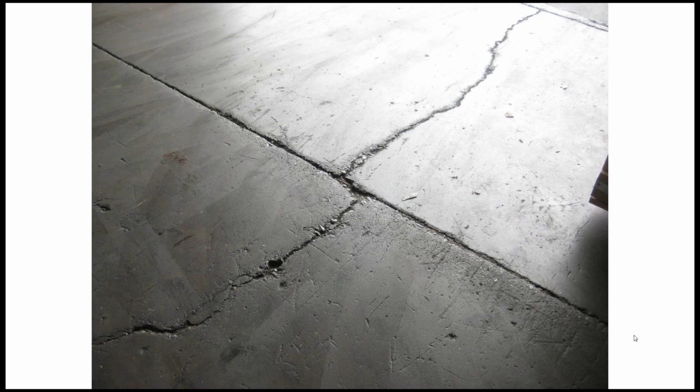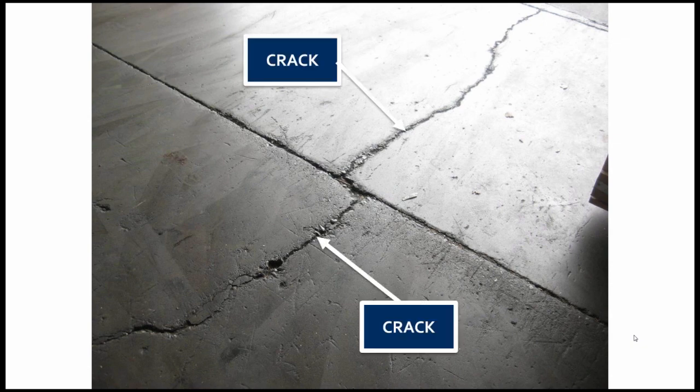Here's another example. This is obviously a slab that's been used for quite some time. We have some cracking that's probably started off as shrinkage cracking, and over time it's deteriorating. We also have a joint, which essentially is the same thing as a crack. From a repair serviceability perspective, there's no reason to treat it any different.